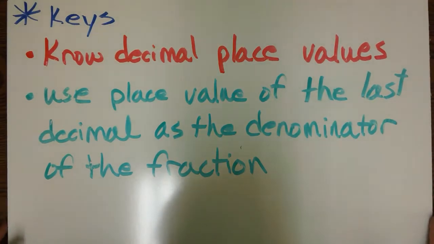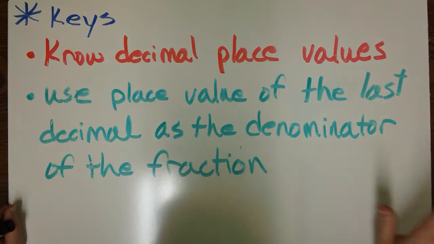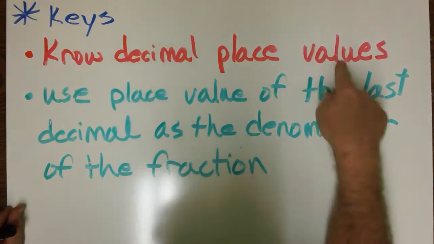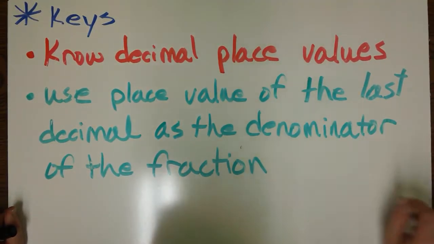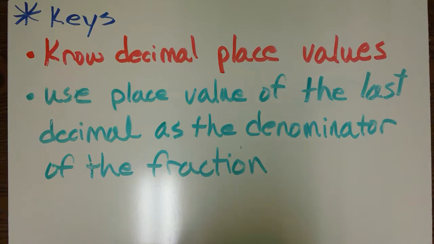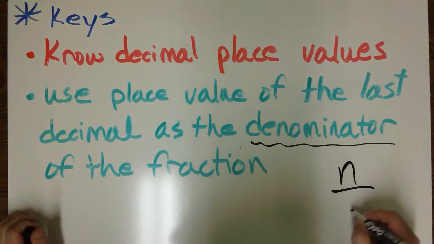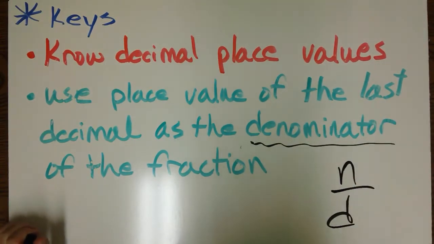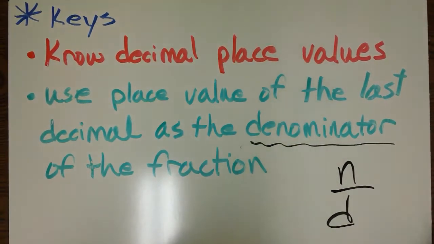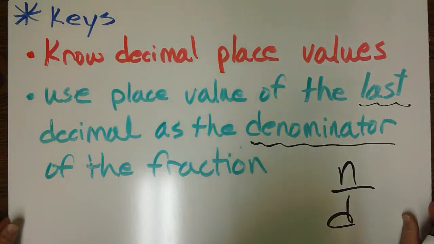Here are some keys when converting decimals to fractions. First of all, you need to know your decimal place values. And then we're going to use the place value of the last decimal as the denominator of the fraction. Remember, denominator means the number in the bottom. We have the numerator at the top and the denominator in the bottom. So the last decimal place value will be written as the denominator.